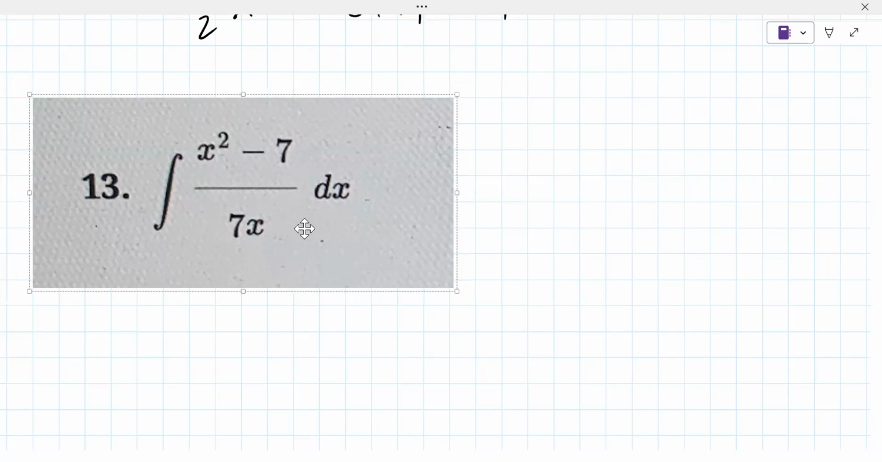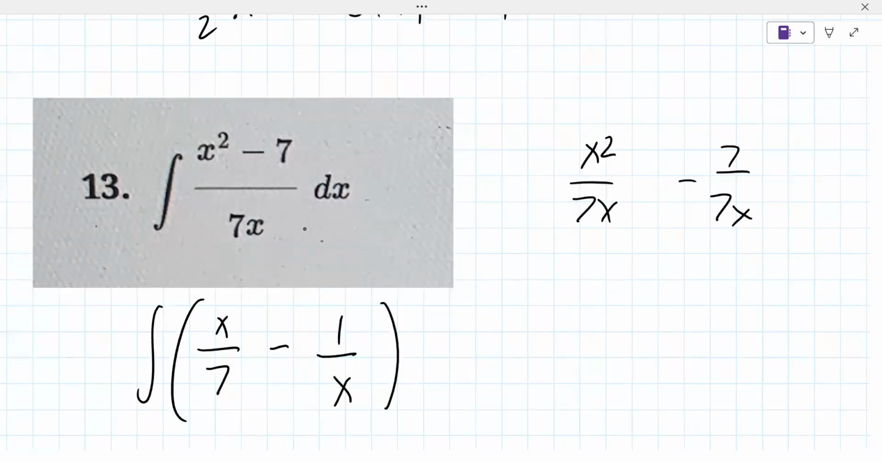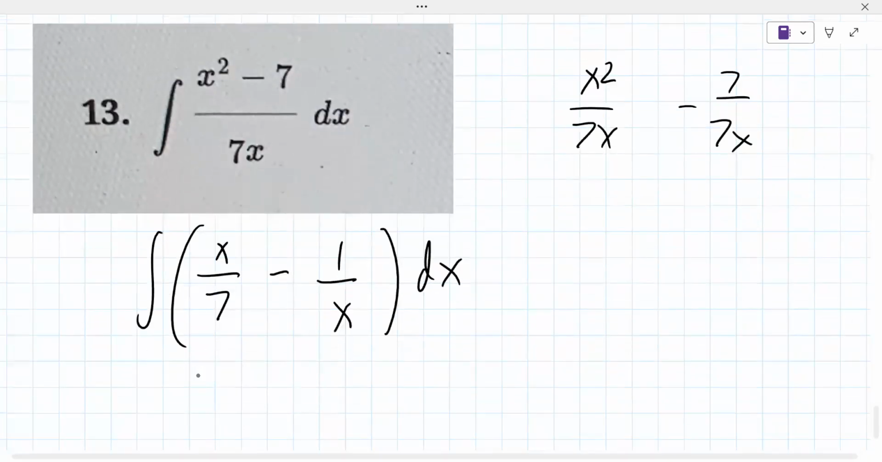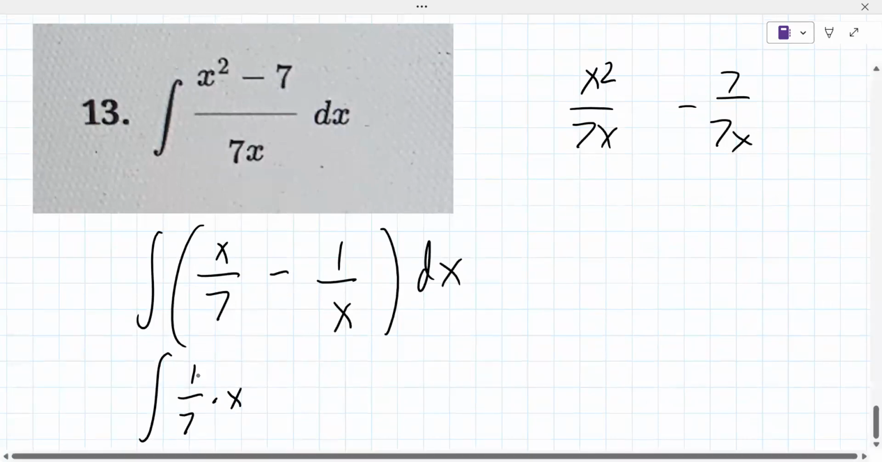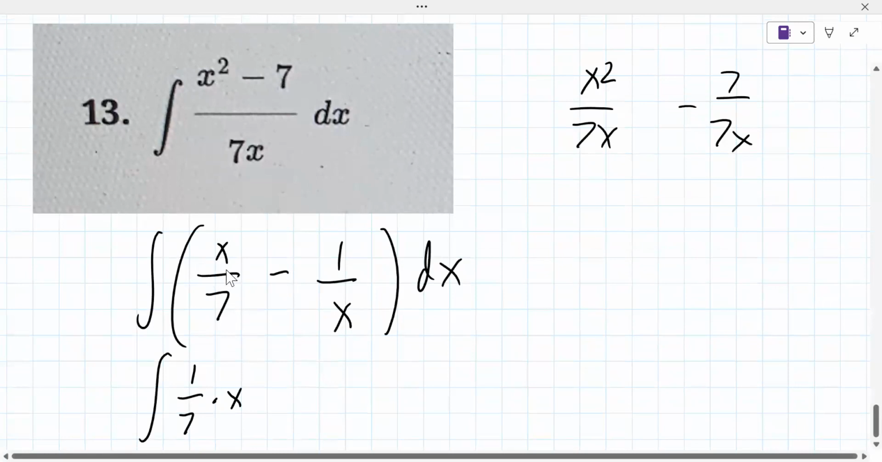So it becomes the integral of x over 7 minus 1 over x dx. All right, great. Now keep in mind this one over here on the left is really 1 over 7 times x. I don't know why the brain does this, but it sees things that aren't true. The first one is power rule, not natural log. The second one is natural log.